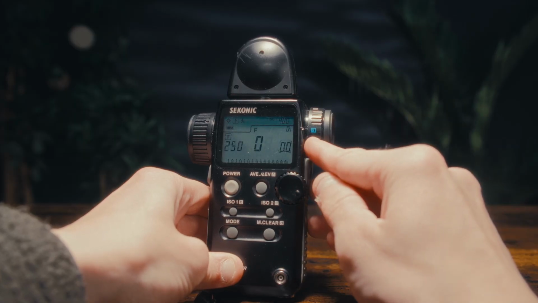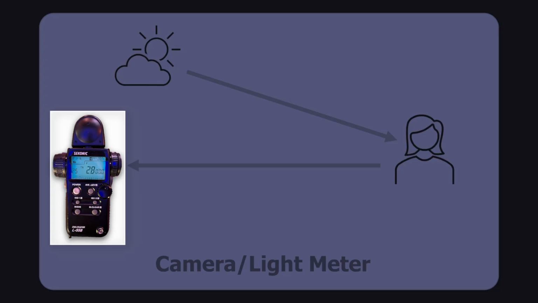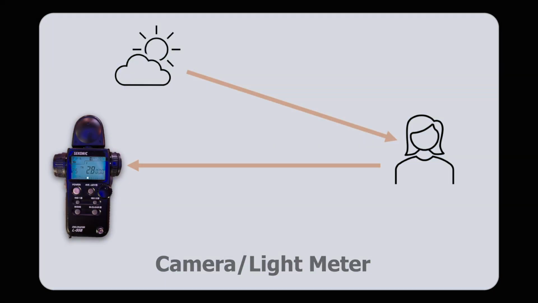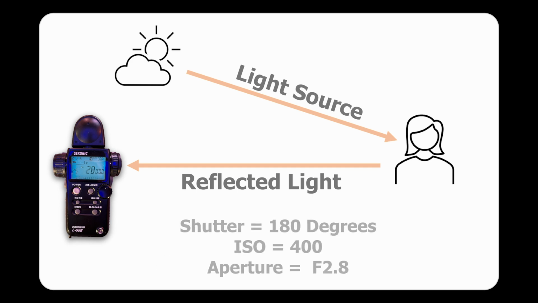So what is spot metering? Well, spot metering is a form of reflective metering, and reflective metering is when you measure exposure from the point of view of the camera. So instead of metering the direct light source, you're metering the object that the light source is hitting. The exposure is then calculated by the meter and gives your shutter, ISO and aperture values, and this will provide your exposure calculation.